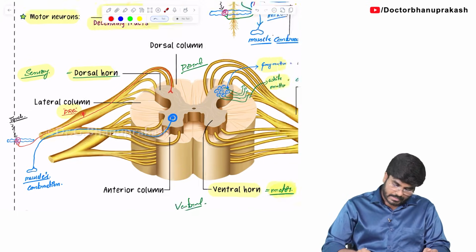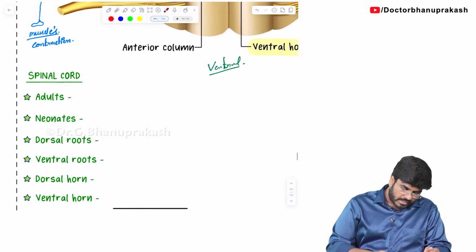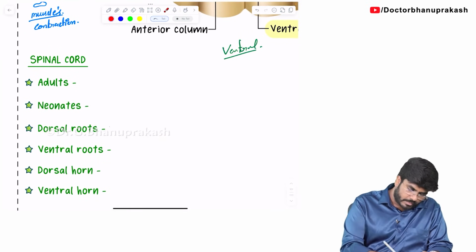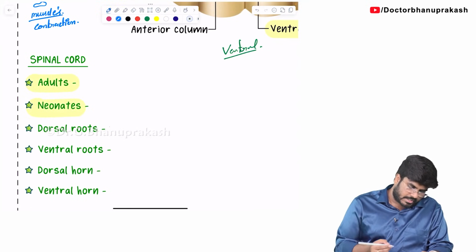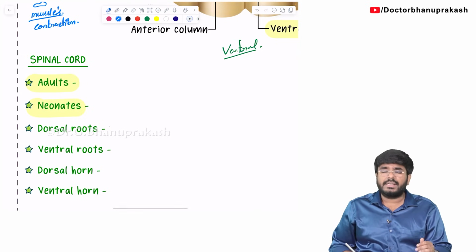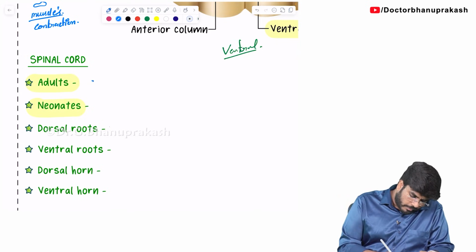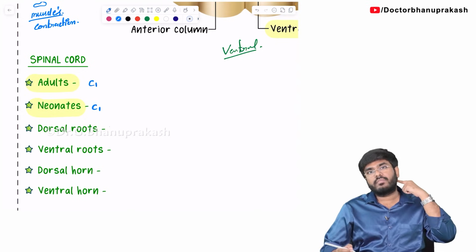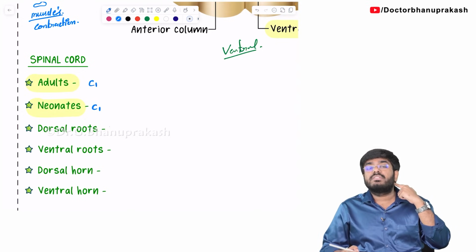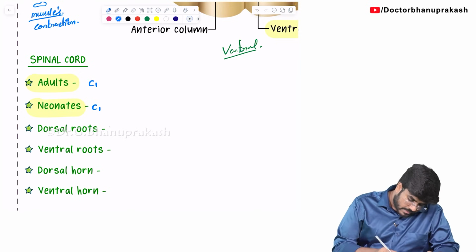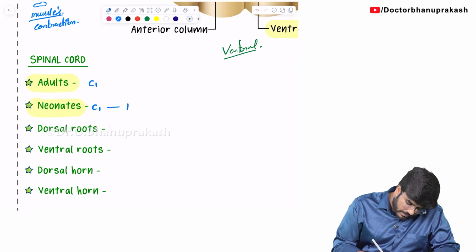Okay, now you understand? See, let's write some important points about the spinal cord, which will be asked in your exam. Sir, spinal cord, from where will it begin? In adults and children, let's say, it's going to begin from the C1 vertebra. So the spinal cord begins from which vertebra? C1 vertebra. And in neonates, it goes up till L3. In adults, it goes up till L1.